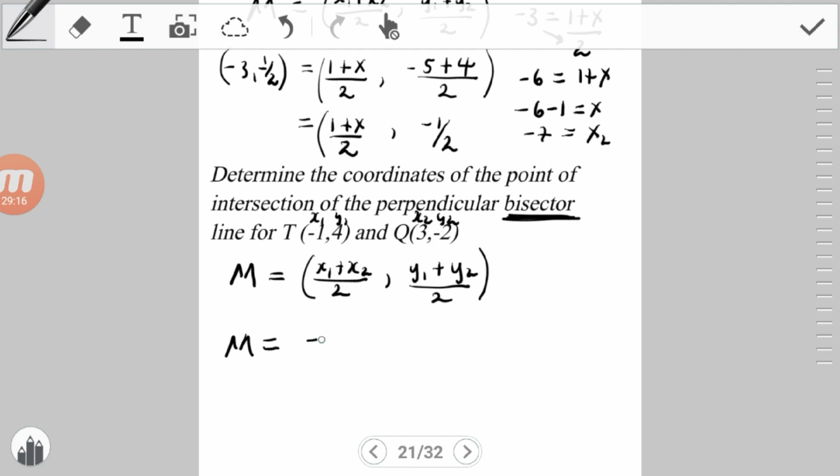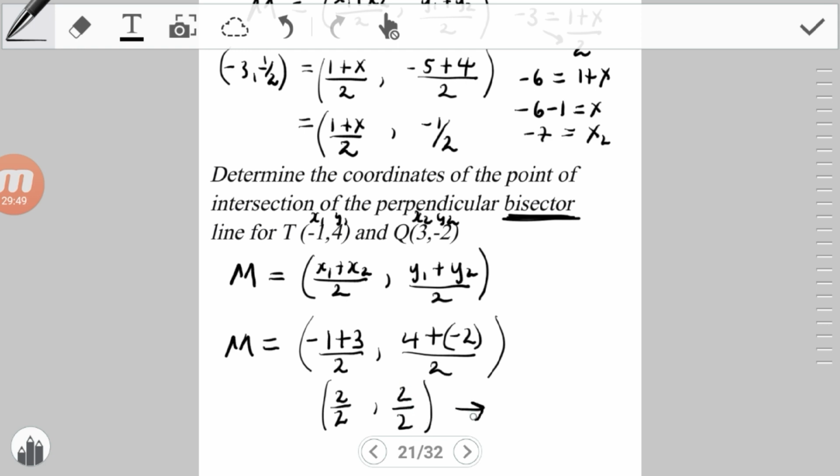So x1 is negative 1 plus x2 is 3 divided by 2, comma, y1 is 4 plus y2 is negative 2 divided by 2. Right, so negative 1 plus 3, that's 2 divided by 2, comma, 4 plus minus 2 is 2, okay, divided by 2. So this nicely works out to be equal to 1, 1. So the location of this midpoint here of this particular line here is located at 1, 1.